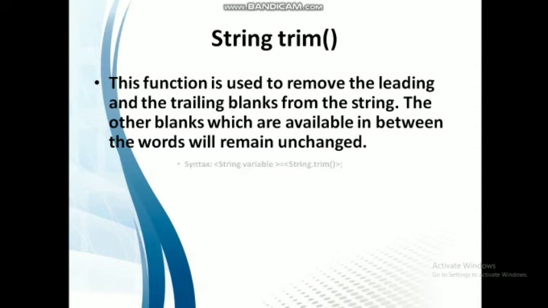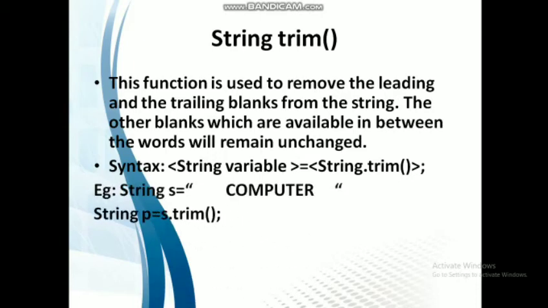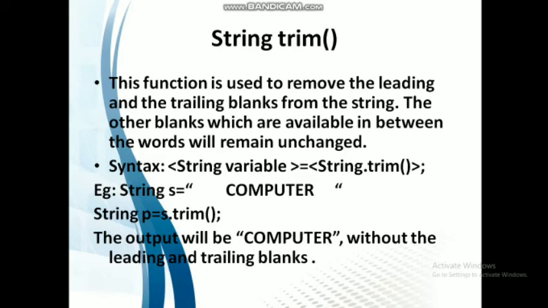Syntax: String variable is equal to string.trim(). Example: String s is equal to a space, then "computer", then again some spaces left out. So there are some spaces before and after the string computer, and String p is equal to s.trim(). So s is computer with the spaces, dot trim. The output will be computer without the leading and trailing blanks.